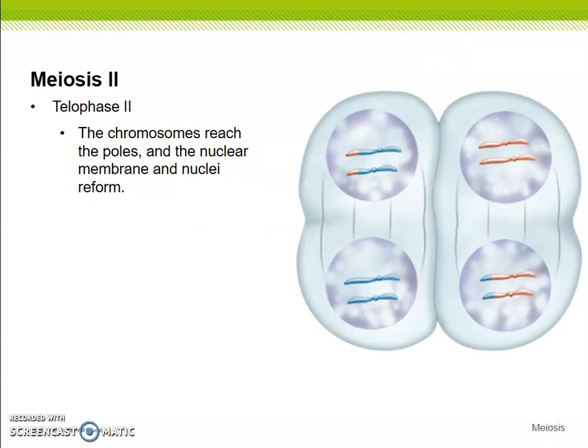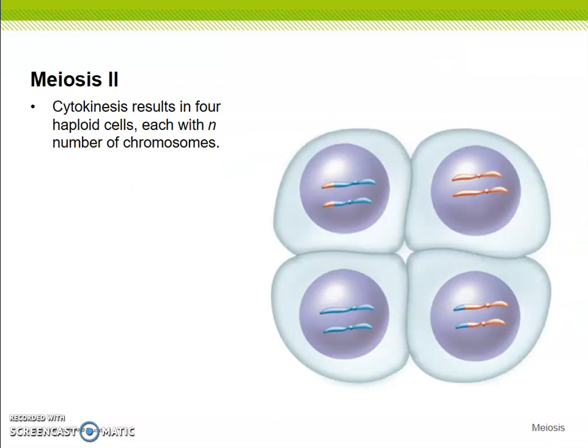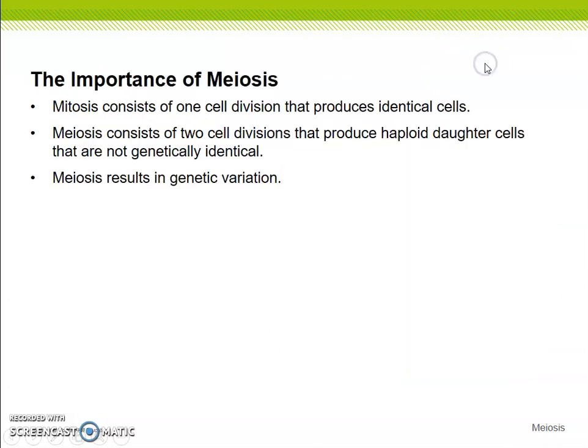And then telophase 2 occurs, much the same way that it did in telophase 1 and regular telophase. The chromosomes reach the poles, and the nuclear membrane starts to form around that genetic information, and the nuclei reform. Then cytokinesis occurs and results in 4 haploid cells, each with N number of chromosomes. You'll notice that each one of these looks a little bit different. Okay, each cell has slightly different DNA than the others. That is what we want. That is the goal of meiosis.